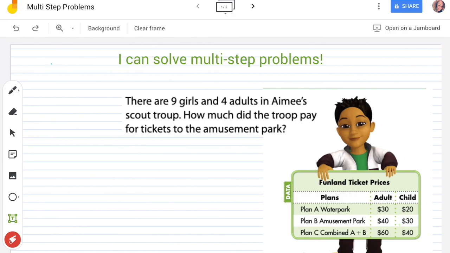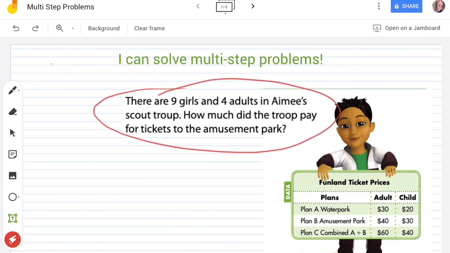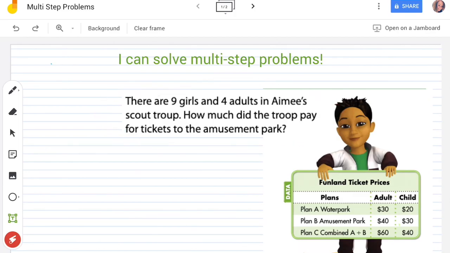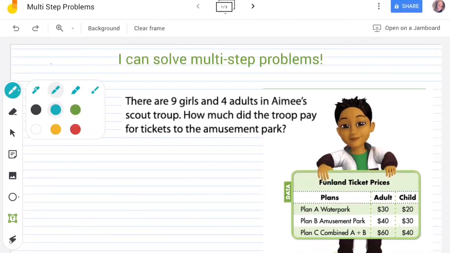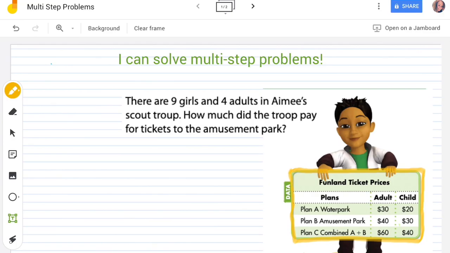Let's take a look at our first problem. There are 9 girls and 4 adults in Amy's scout troop. How much did the troop pay for tickets to the amusement park? I know that this problem doesn't give me enough information to help solve that. But do you see something on the page that will help us? That's right. If you are talking about this data table here, you are on the right track. This data table is going to help us solve our problem and give us the necessary information to do all the math. Let's go back to our problem and look for some information that we're going to need.